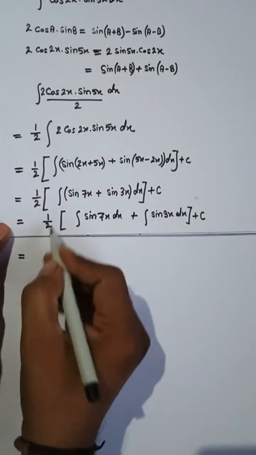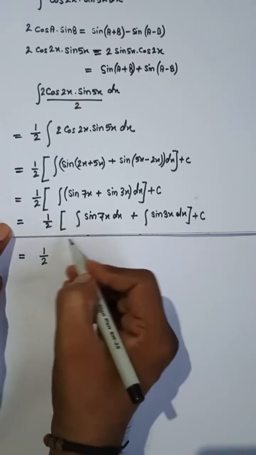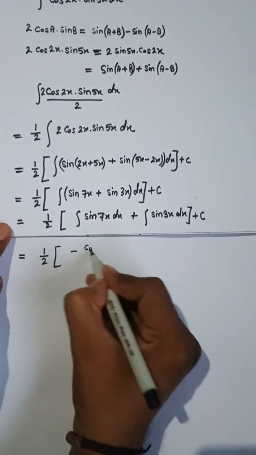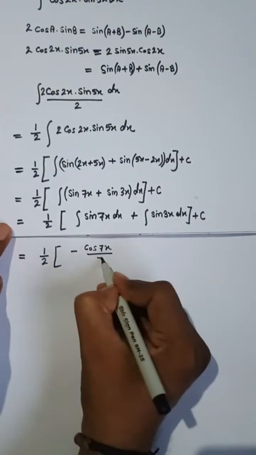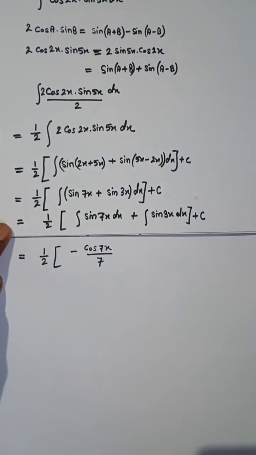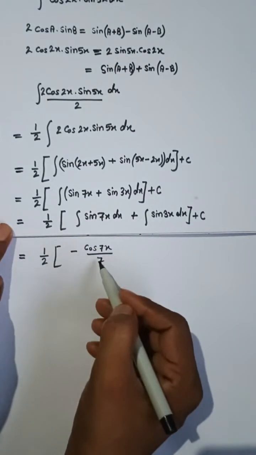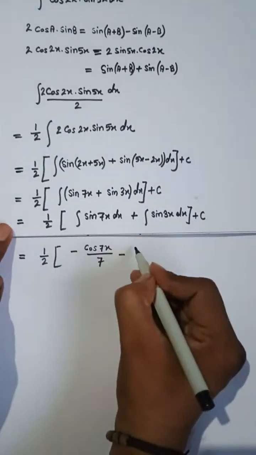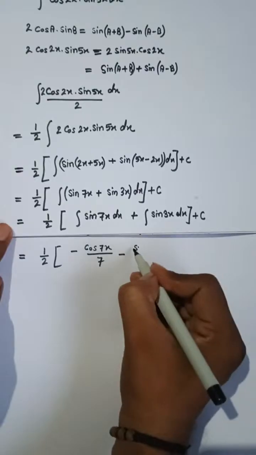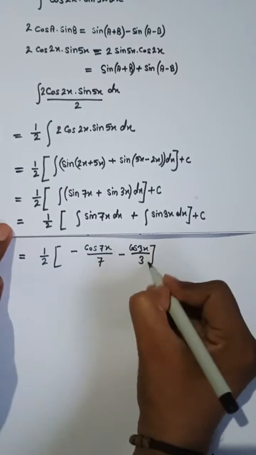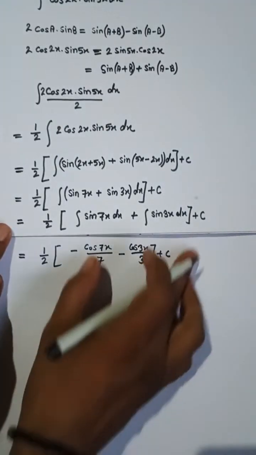Here I have 1 by 2, and this will be the integration of sine 7x, so this will be negative cos 7x by 7, because we know that the integration of sine x dx is negative cos x. But here 7 is just the coefficient of x, that's why I divided this term by 7. And then negative sine 3x integration will give us cos 3x divided by 3, and everything is over now. Now it's time to calculate all those together.